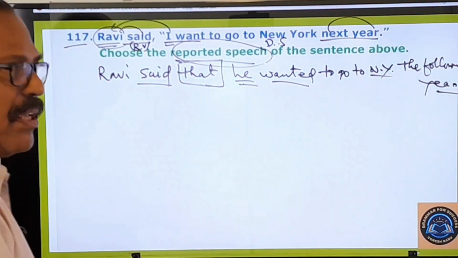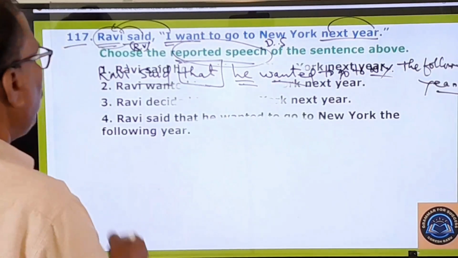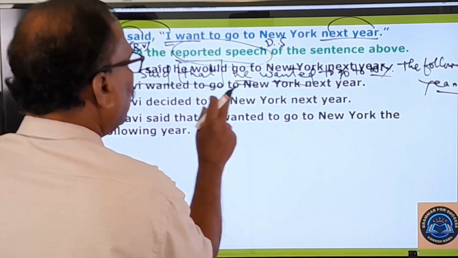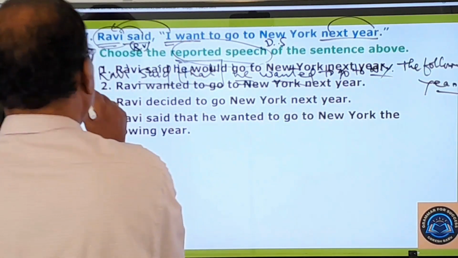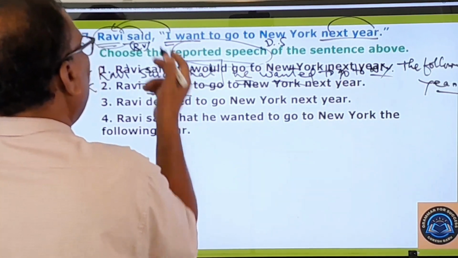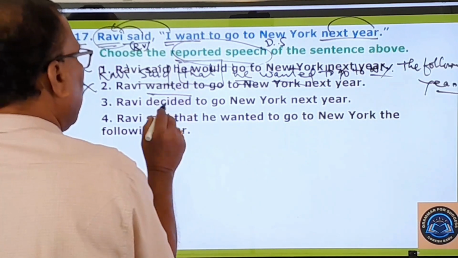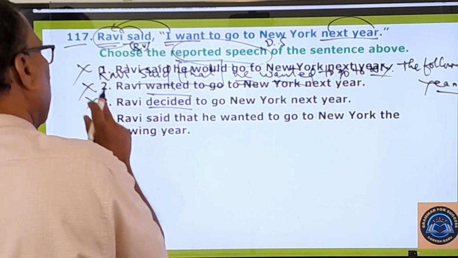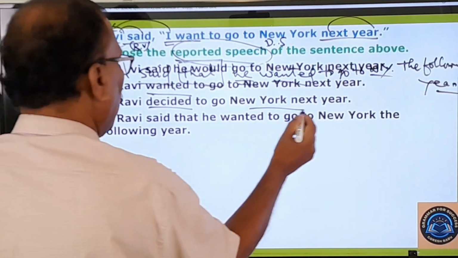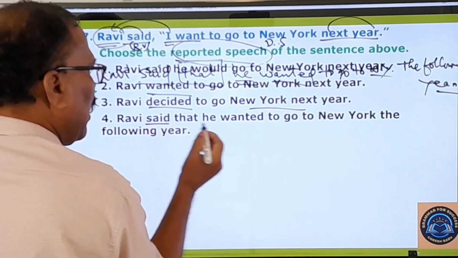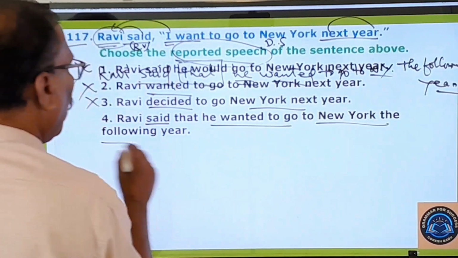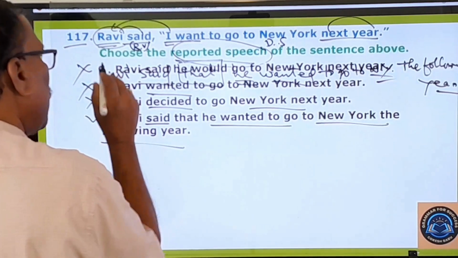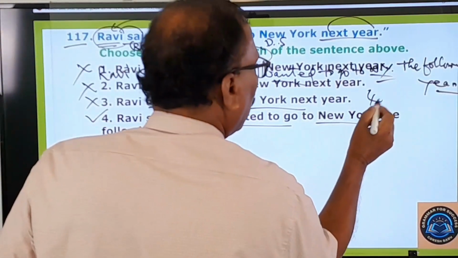Now let us check up the options given. Ravi said he would go to New York next year. No, first one is wrong. Ravi wanted to go to New York next year. No, wrong. Ravi decided. Said cannot be turned into wanted. Said cannot be turned into decided. Okay, and therefore first one, second one, third one are wrong. So you look at the fourth one. Ravi said that he wanted to go to New York the following year. So this fourth one is the right one. All others are the wrong ones.